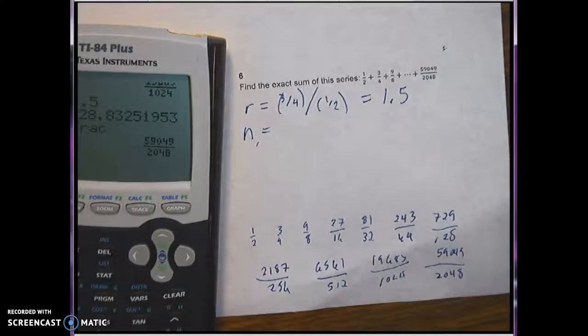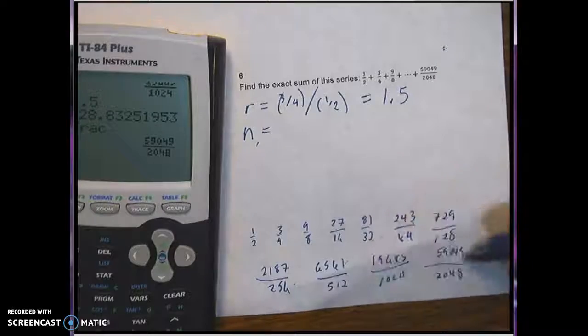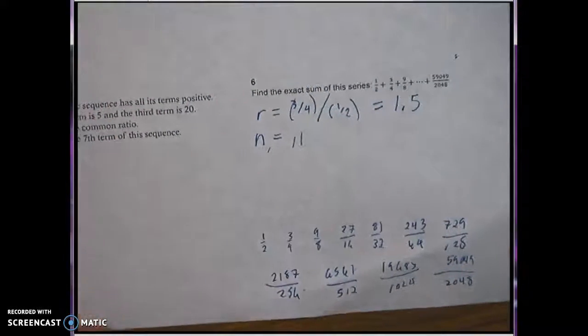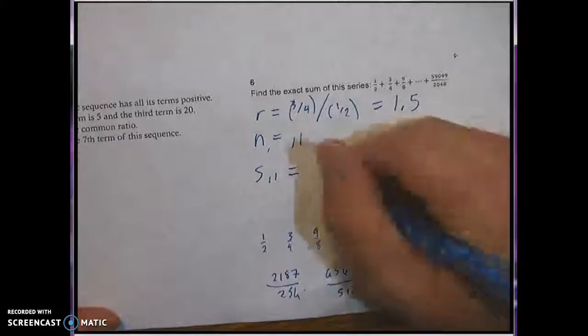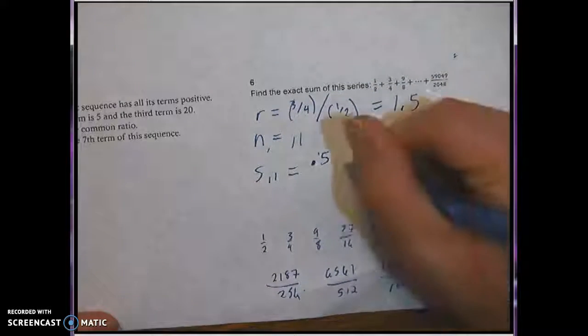So the question is, how many terms is that? 1, 2, 3, 4, 5, 6, 7, 8, 9, 10, 11. N equals 11. There. Now I can find the exact value of this sum. So I'm looking for the sum of the first 11 terms, which is the first term, which is 1/2. It's going to make it a little bit easier if I change that to a 0.5.